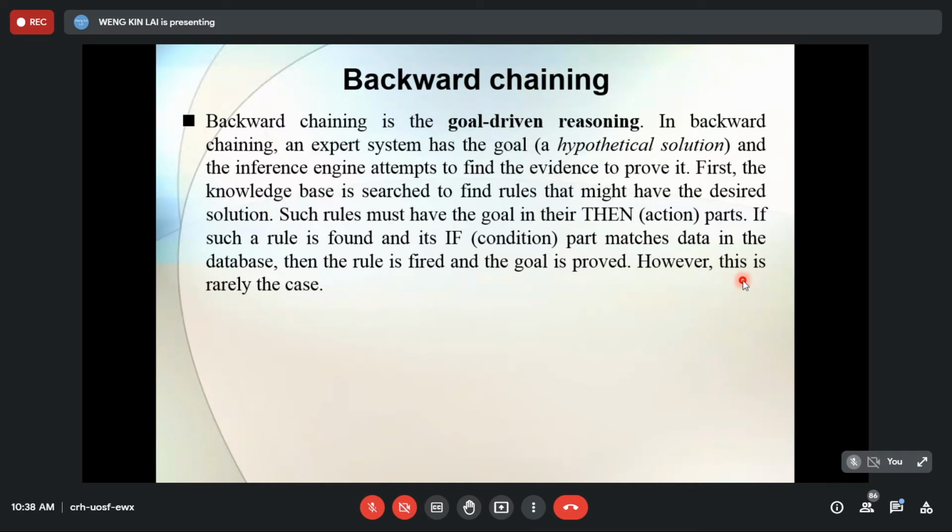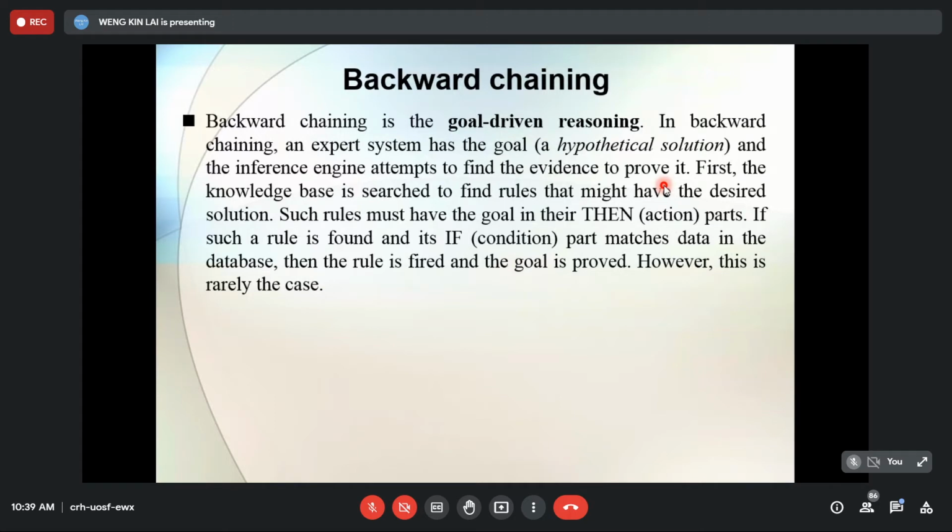Now what do we mean by backward chaining? In backward chaining, the expert system has a goal, what you want to do. There's an objective, a hypothetical solution. At the start, it will be hypothetical. It's a goal, and therefore your inference engine will attempt to find the evidence to prove it. So you say that this is true.